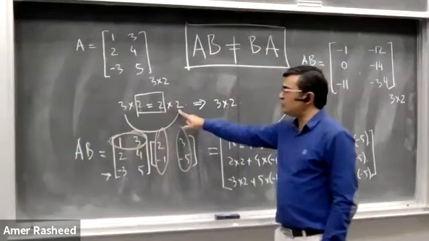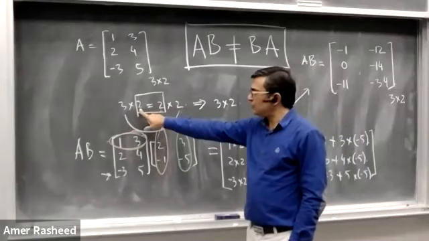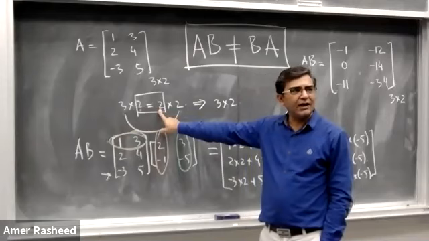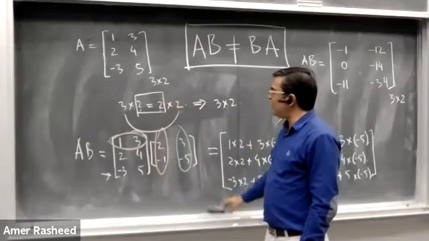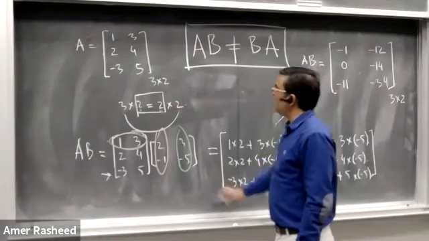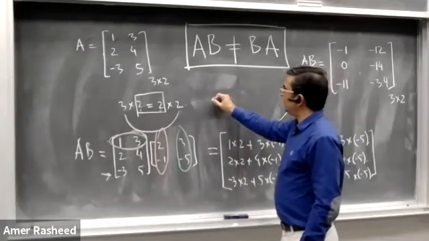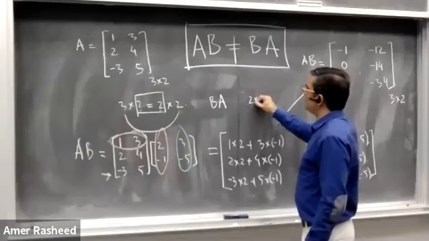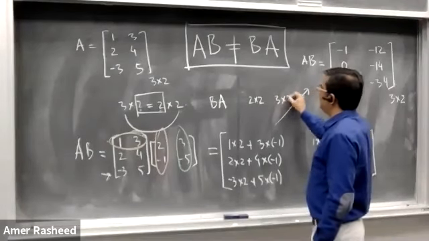3 cross 2 and 2 cross 2. Okay. So columns of the first matrix are equal to rows of the second matrix. They are multiplicable. But if you change the order and write B cross A, you want to find B cross A. What is the order of B? It is 2 cross 2. And what is the order of A? This is 3 cross 2.